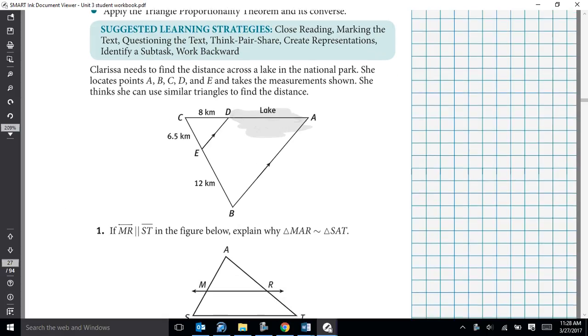All right, so we're back to Clarissa and her national park needs. Clarissa needs to find the distance across a lake in the national park. She locates points A, B, C, D, and E and takes the measurements shown. She thinks she can use similar triangles to find the distance.